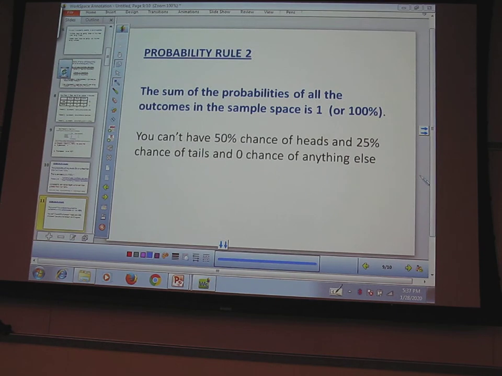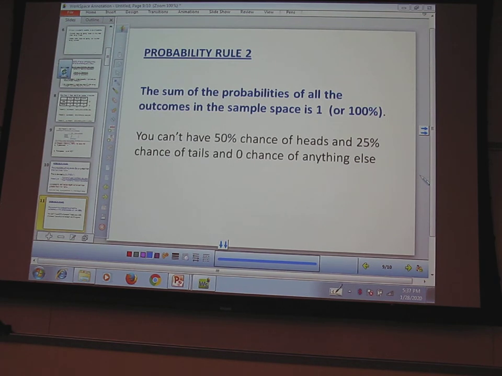We'll cover it again. Clayton B, go ahead and read. The sum of the probabilities of all the outcomes in the sample space is 1 or 100%. You can't have a 50% chance of heads and a 25% chance of tails and a 0 chance of anything else. We use that a lot. So if you add up all the probabilities of the sample space, you better get 1 or 100%.